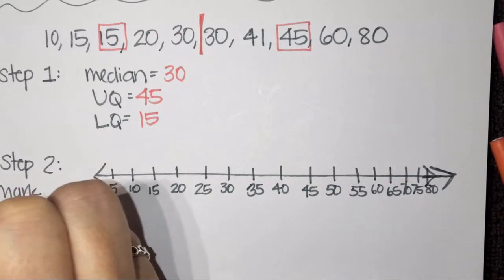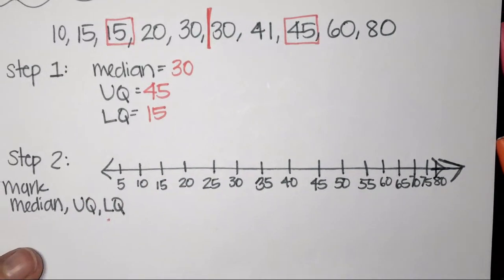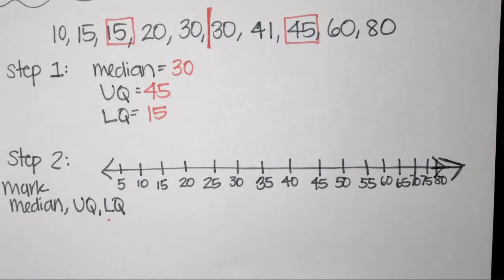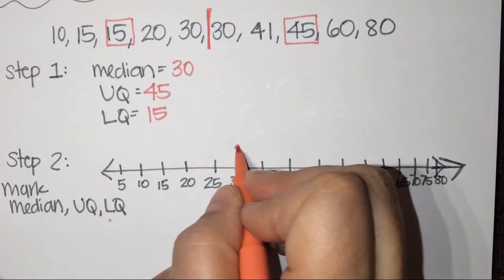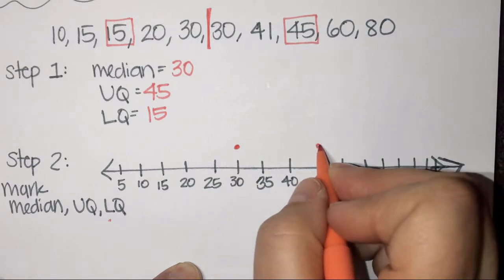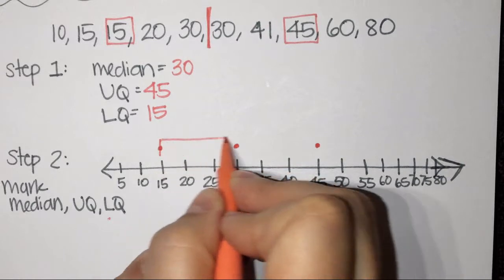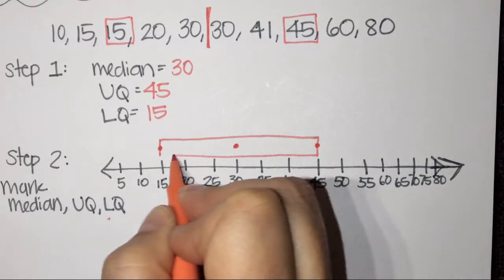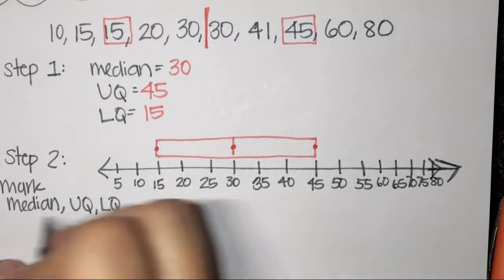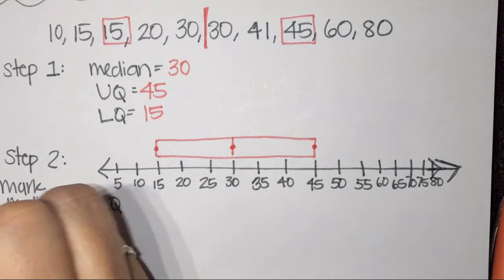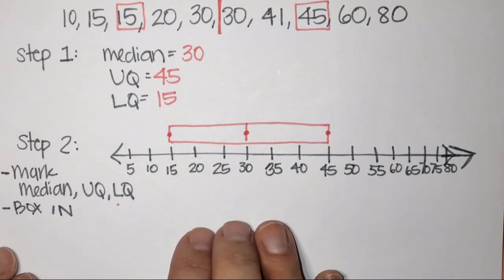Okay, so now under step 2, we're going to mark median, upper quartile, and lower quartile. And I'm just going to do that with a dot. So my median was what? 30. Upper quartile? 45. Lower quartile? 15. Okay? Once I mark those, I'm going to box them in.